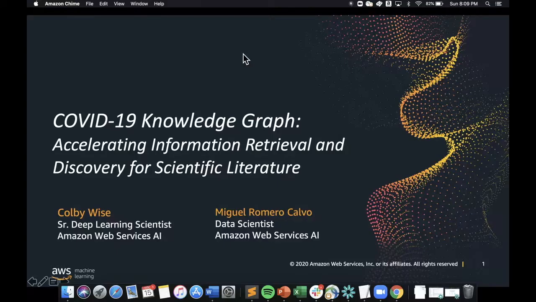Hi, we're here to present our paper called COVID-19 Knowledge Graph, Accelerating Information Retrieval and Discovery for Scientific Literature. I am Kobe Wise. I'm a senior deep learning scientist at Amazon Web Services, and I'm joined by Miguel Romero Calvo, who's a data scientist as well at Amazon Web Services AI.